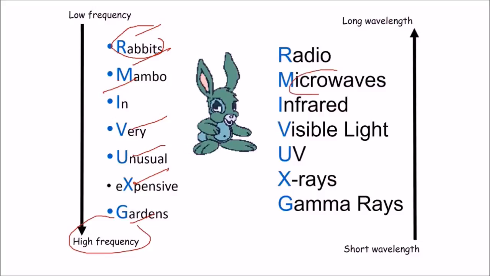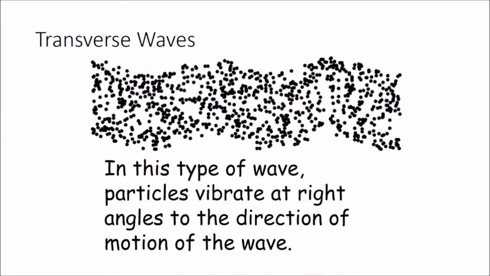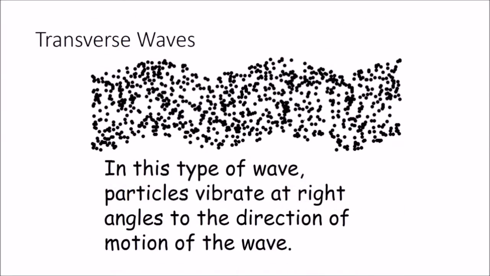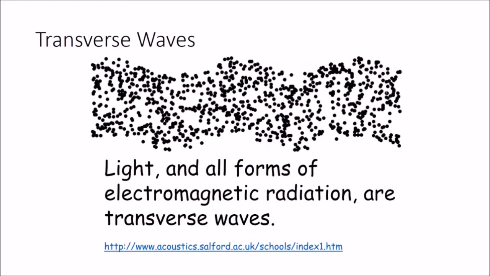Long wavelength, shorter wavelength. So all electromagnetic waves travel at the speed of light. So now the transverse waves: in this type of wave, particles vibrate at right angles to the direction of motion of the wave. And light and all forms of electromagnetic radiations are transverse waves. We have seen this.